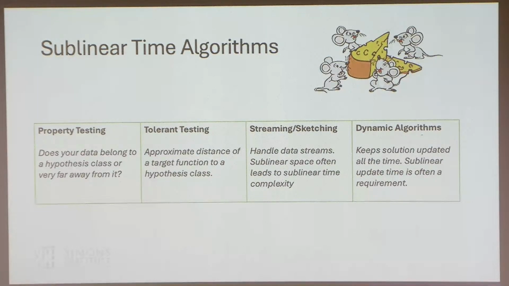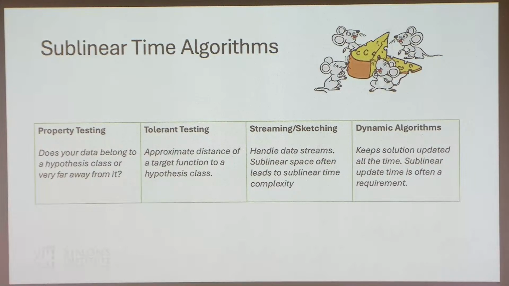One is property testing, which is where sublinear time algorithms originated, where you want to know whether your data belongs to a hypothesis class or is very far away from it. Tolerant testing is more in the flavor of approximation algorithms, where you want to know not just whether it satisfies a property or is far away from it, but whether it is within a certain approximation factor of it.